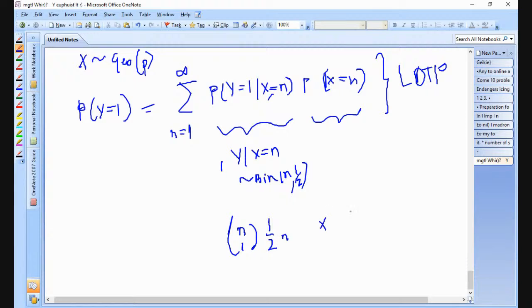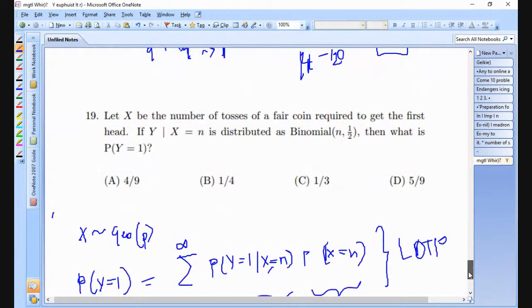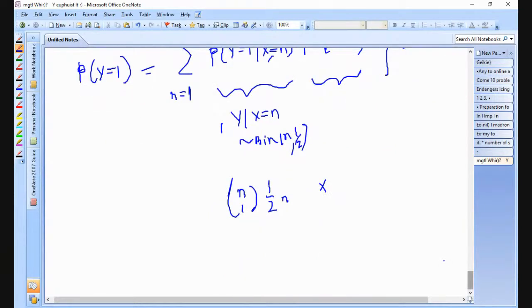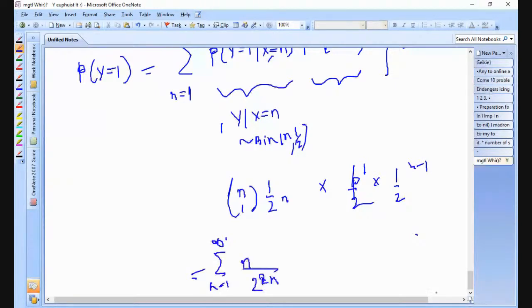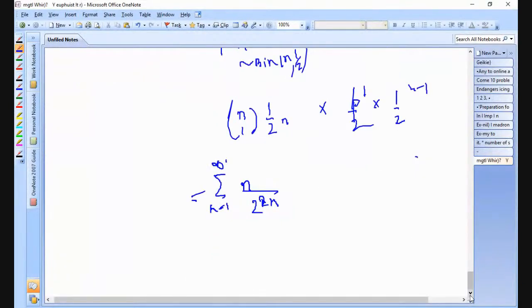Into probability X is equal to N, where X follows geometric. It's the number of fair tosses required to get the first head. If N tosses are required, it's half into 1 minus half to the power N minus 1. So it's actually half to the power N. So it's summation N is equal to 1 to infinity N by 2 to the power 2N. This is what is coming, Sneha and others. Bhushan, Kartika, is this what is coming?